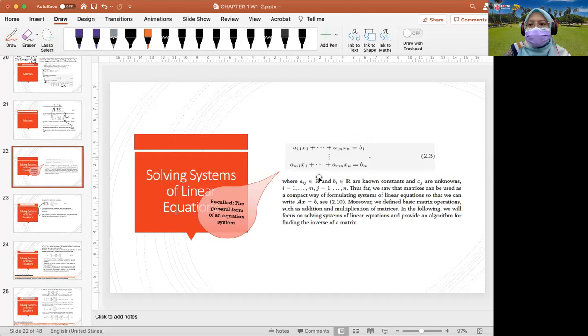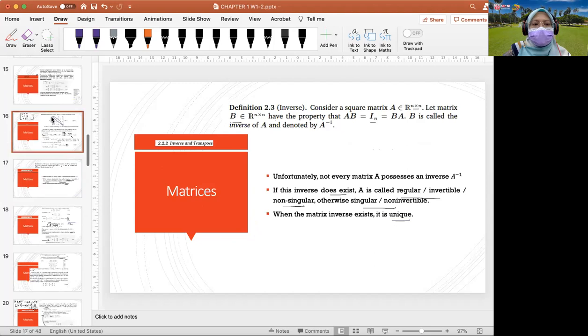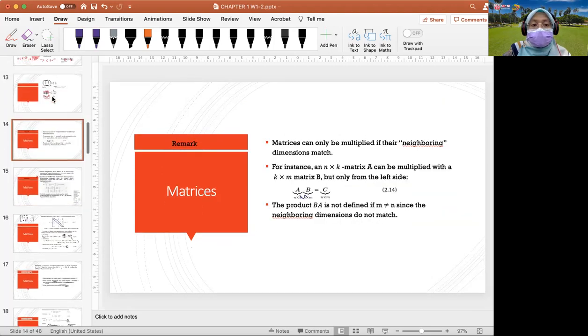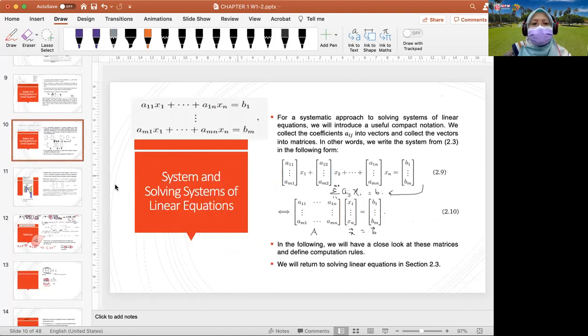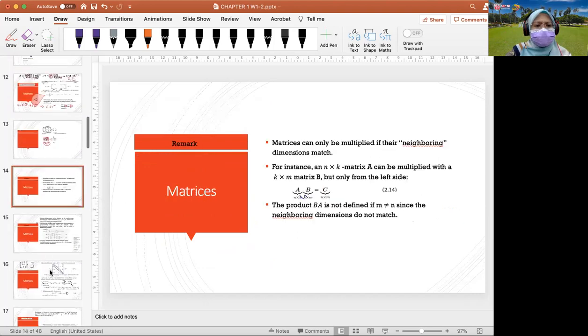This equation 2.3 is the linear equations, and equation 2.10 is the linear equations in matrix form. So this is the reason why we have looked into operations in matrices. We have learned on the summations, multiplications, and we have recalled what the identity matrix is and what the inverse matrix is, and how to calculate the inverse matrix.